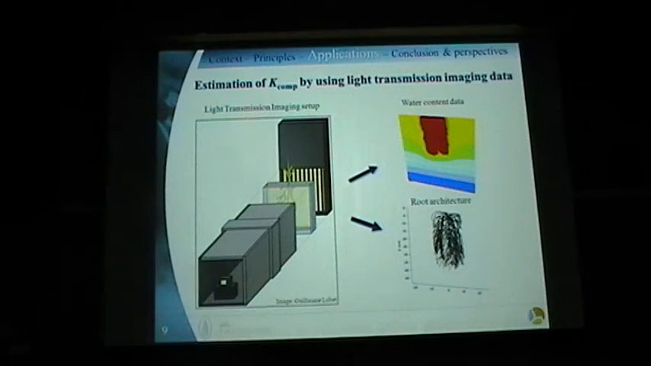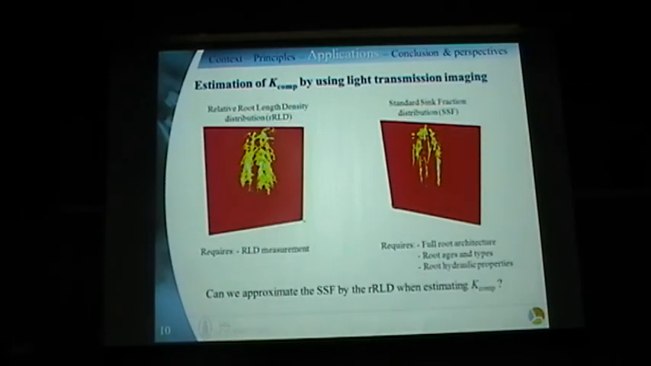What we also have as information is the root architecture with that kind of experiment. And the problem is, if we want the exact behavior of the hydraulic architecture of the root system, we would need the full architecture, which we have, the root ages and types, which we have, but also the root hydraulic properties.